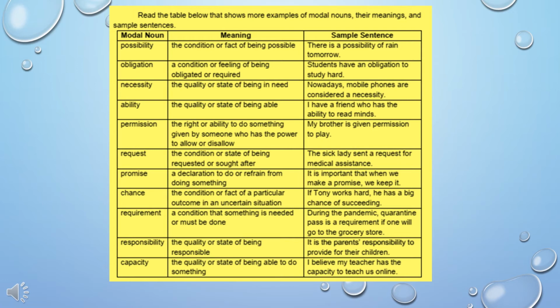Let us read the table below that shows more examples of modal nouns, their meanings, and sample sentences. The modal noun possibility means the condition or fact of being possible. The sample sentence is: there is a possibility of rain tomorrow. Now, kindly read modal noun obligation. Next, modal noun necessity, the quality or state of being in need. Our sample sentence: nowadays, mobile phones are considered a necessity.